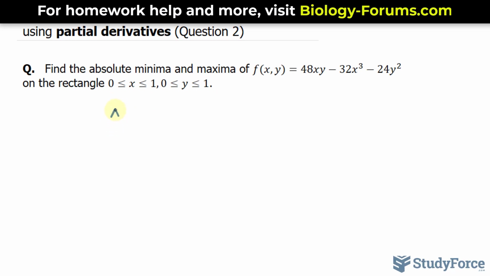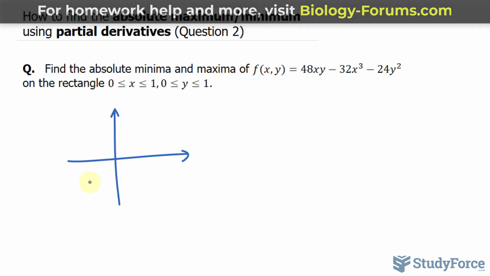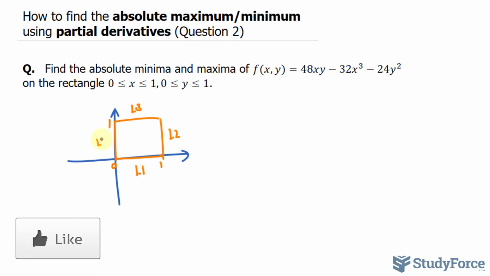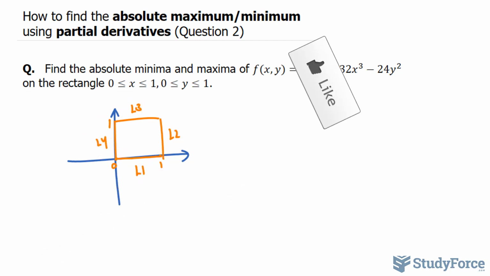I want to show you what this looks like on an xy plane. So here's the y-axis, here's the x-axis, and between 0 and 1 is from here to here. So that's 0, that's 1. And from 0 to 1 on the vertical is from here to here. So that's 1, 0. Therefore, what we have here is a square. I'm going to call this L1, L2, L3, and L4. You'll realize the significance of these in a few minutes.